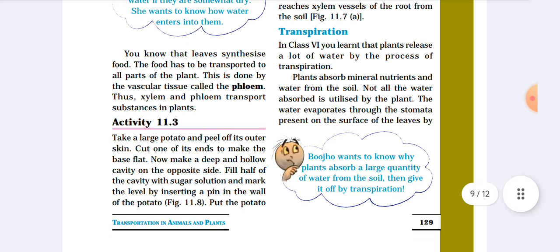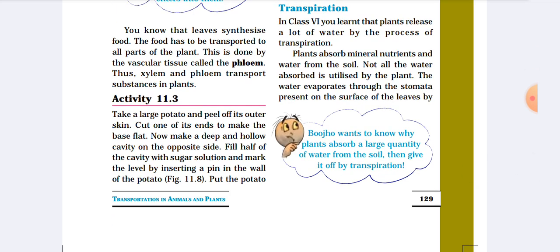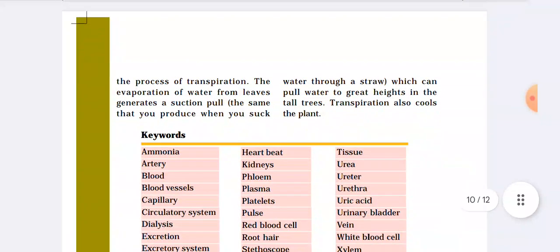Plants absorb minerals, nutrients and water from the soil. Not all water is absorbed and utilized by the plant. This evaporates, and this is called the process of transpiration. The evaporation of water from leaves generates a suction pull, the same that you produce when you suck juice or water through a straw, which can pull water to great heights in tall trees. Transpiration also cools down the plant, the same as sweat does.